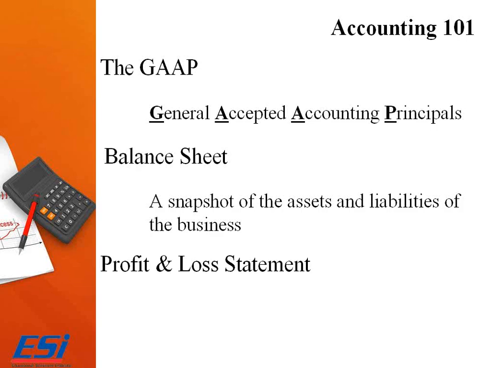Profit and loss statement is actually nothing more than a financial history for a period of time. So the balance sheet is a picture taken right now. A profit and loss is a history of what happened for a set period of time. So if we're looking at a P&L for October, it's what happened in October. It is very simple in its concept.